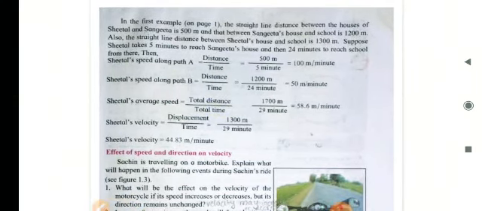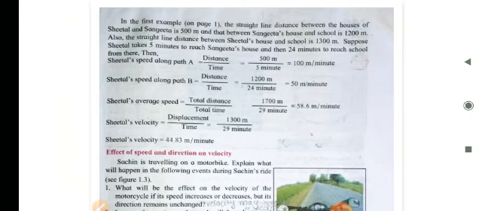In the first example on page 1, the straight line distance between the houses of Sheetal and Sangeeta is 500 meters, and that between Sangeeta's house and the school is 1200 meters. Also, the straight line distance between Sheetal's house and the school is 1300 meters. Suppose Sheetal takes 5 minutes to reach Sangeeta's house and then 24 minutes to reach the school from there.